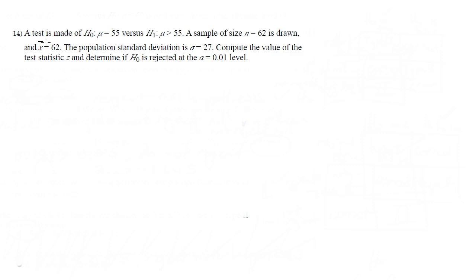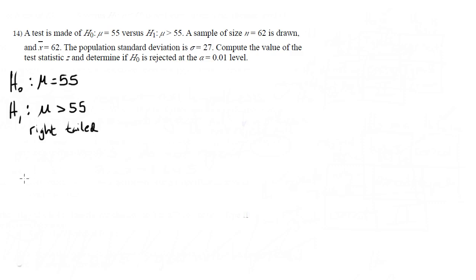So a test is made of H sub 0, the null hypothesis. I'll write it here. The null hypothesis is the population mean is 55. The alternative hypothesis, H1, sometimes called HA, is the mean is greater than 55. So this tells you this is a right-tailed test because we're talking about the mean being greater than 55.